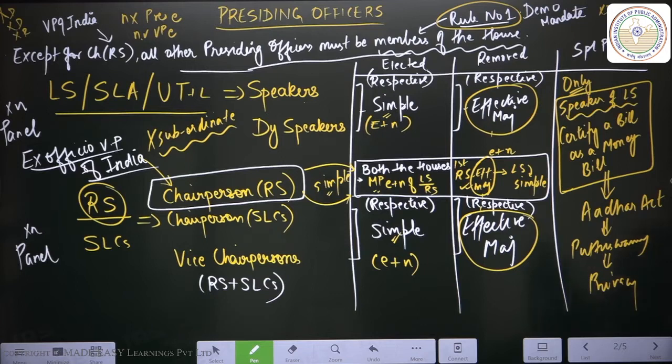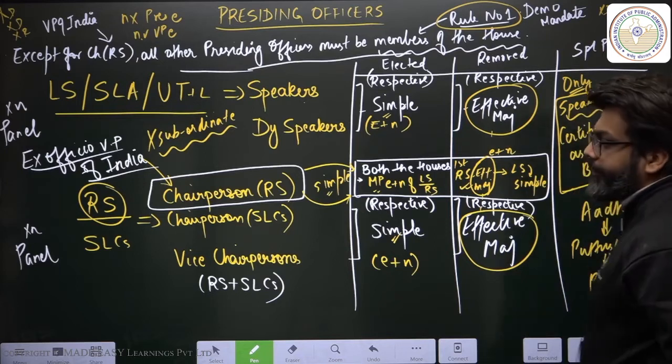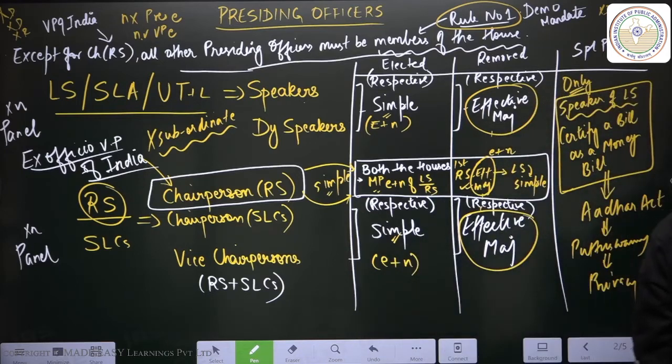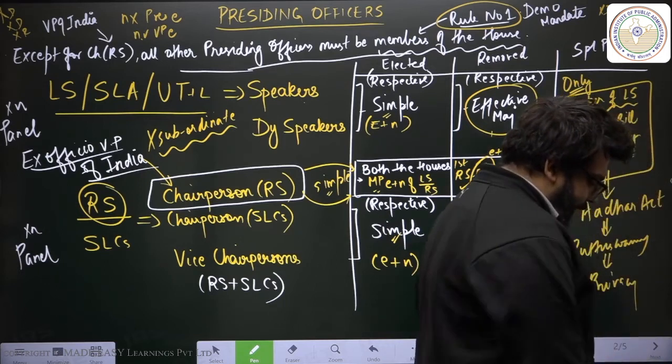Abhinav, you can't be a member of the Rajya Sabha. It is an apolitical office. Got to be 35 years of age, be a citizen of India and all that. That's it.